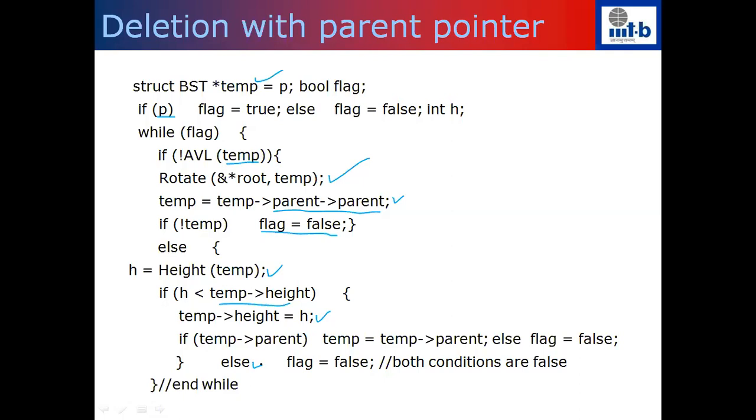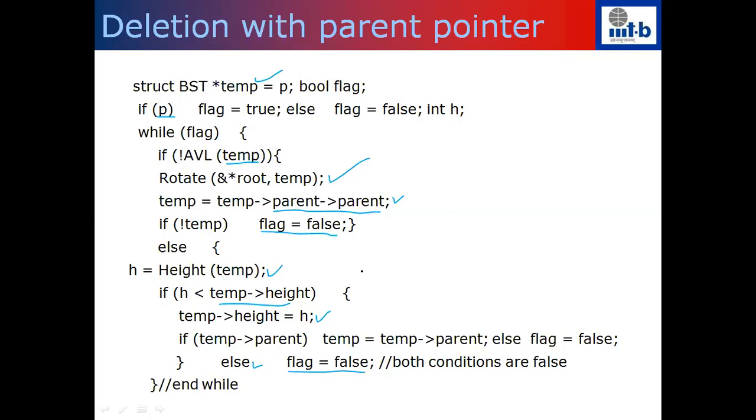This else that I have written here is the case when the AVL property is not violated and height is also not changed. In that case, if you go to the parent also, the height will not change and the rotations will not be required. So in that case, you just set the flag as false so that the algorithm will stop, right? There are three cases where the algorithm actually stops.